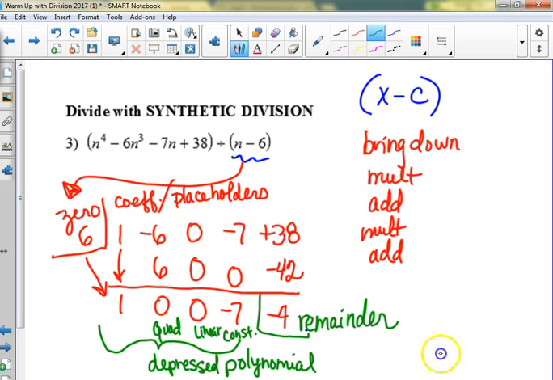So for our purposes, we have a -7 that's a constant. Then this would be an n squared, and an n cubed. So we ended up with n cubed minus 7 plus a remainder of -4 over n minus 6, because that was the divisor.